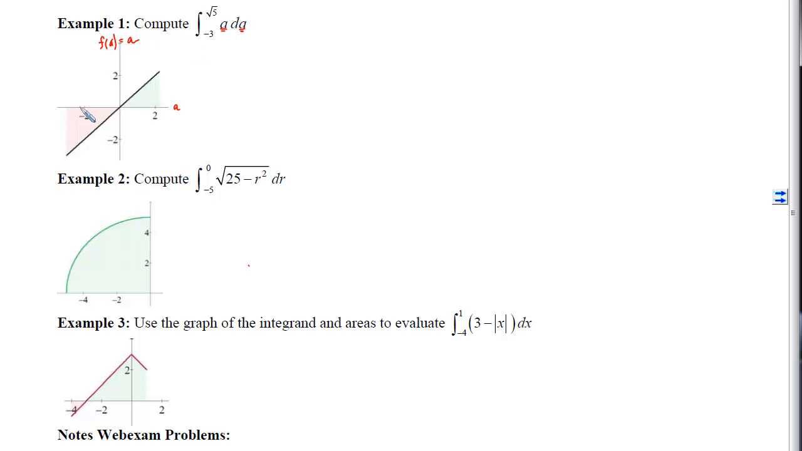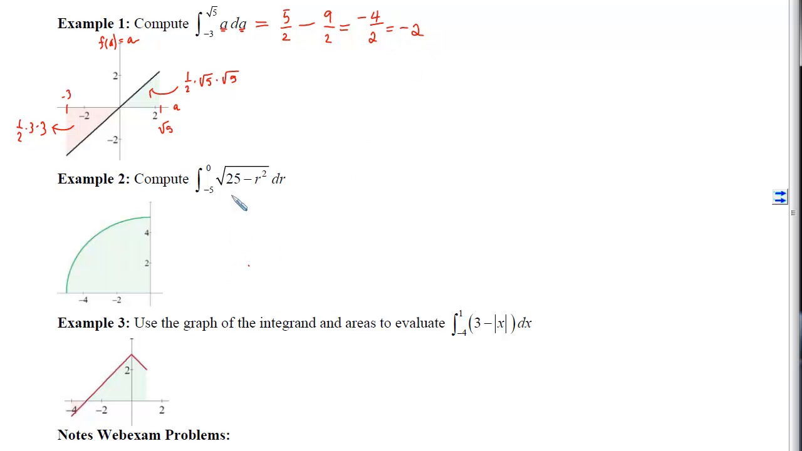If I want to compute the definite integral from negative 3 up to root 5, we need to look at the area below and the area above. Well, this is a triangle whose area is 1/2 the base times the height. This has an area of 1/2 the base times the height. So the area above will be 5/2 and the area below will be 9/2. So we end up with an overall accumulation of negative 4/2 or negative 2.